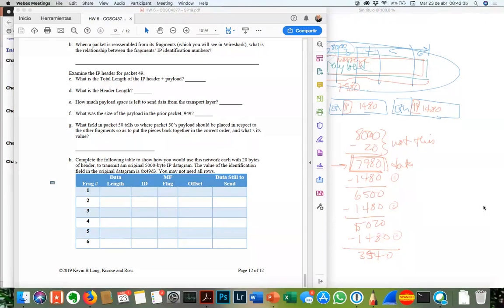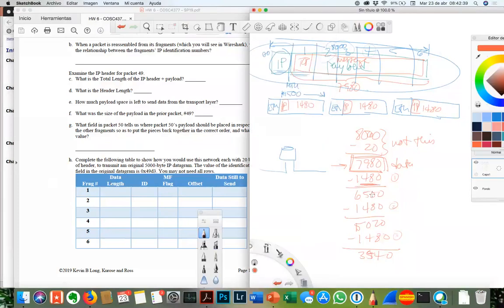Okay, so the data length is going to be however much you put in this one, like 1,480, for example. The more fragments flag is a flag that's in the Wireshark trace. You'll see it when you look at the PCAP file that I gave you guys. And the flag is set to 1 whenever there are more fragments. So it's going to be set to 1 here, and 1 here, and 1 here. And when you finally get down to the very last one, you'll set it to 0. That's how the receiver will know there's no more fragments.